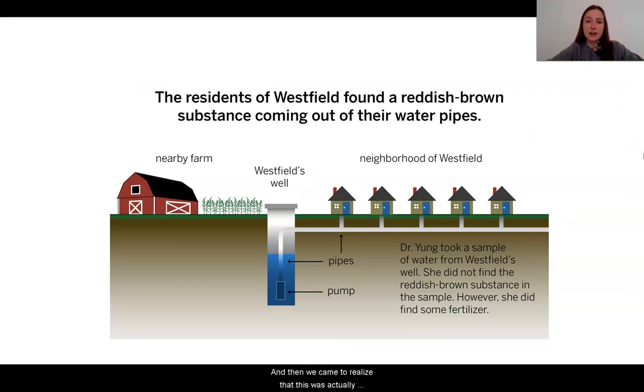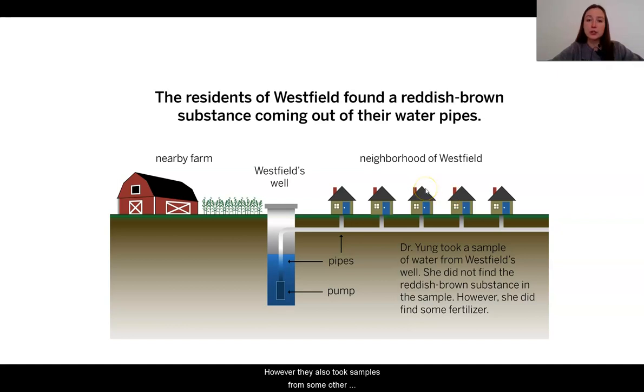And then we came to realize that this was actually happening in a town called Westfield. So we were introduced to this problem that we are going to be helping to investigate and understand over this unit. The residents of Westfield were finding a reddish-brown substance coming out of their water pipes. And we agreed pretty quickly that that probably is not something that you want to be drinking. Here's the neighborhood right here. And to remind you, there was brown water coming out of their faucets in their household.